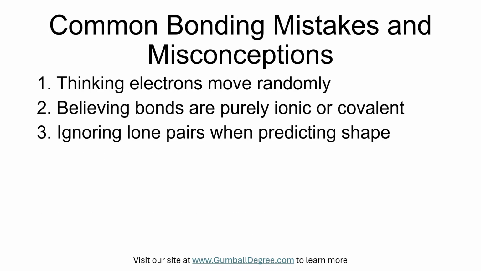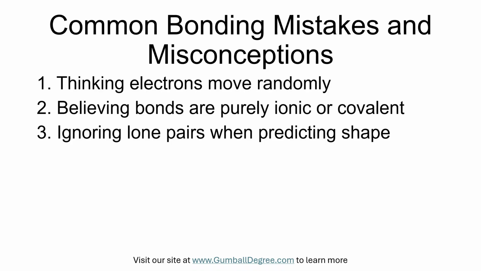A common mistake is thinking electrons move around randomly instead of occupying specific shells and orbitals, and the fix is to remember electrons fill lower energy levels first and pair up in orbitals. Another misconception is believing that all bonds are either purely ionic or purely covalent, and the remedy is to understand bonding is often on a spectrum with partial sharing and partial charge transfer.